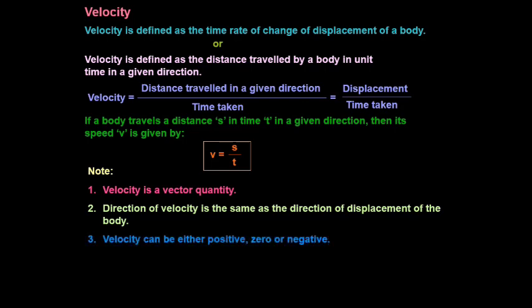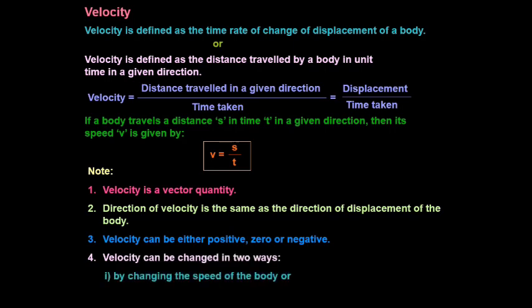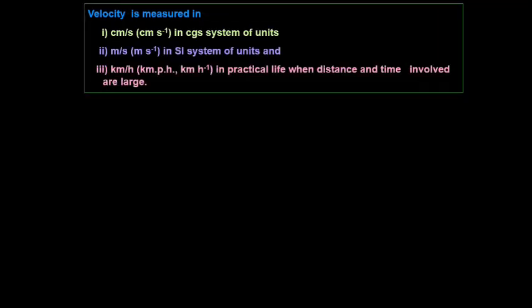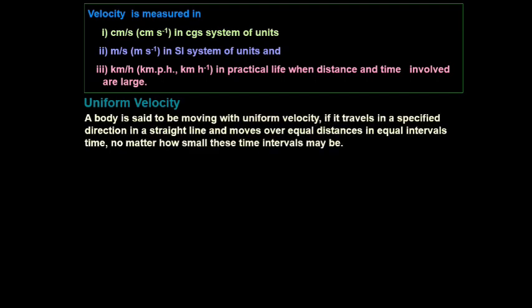Direction of velocity is the same as the direction of displacement of the body. Velocity can be either positive, 0 or negative. Velocity can be changed in two ways: by changing the speed of the body, or by keeping the speed constant but changing the direction. So even the direction changes velocity. Both the speed and velocity has the same unit system, depending on the unit system, that is centimeter per second, meter per second, or kilometer per hour. In practical life, we take it kilometer per hour, because centimeter per second is a small distance involved.